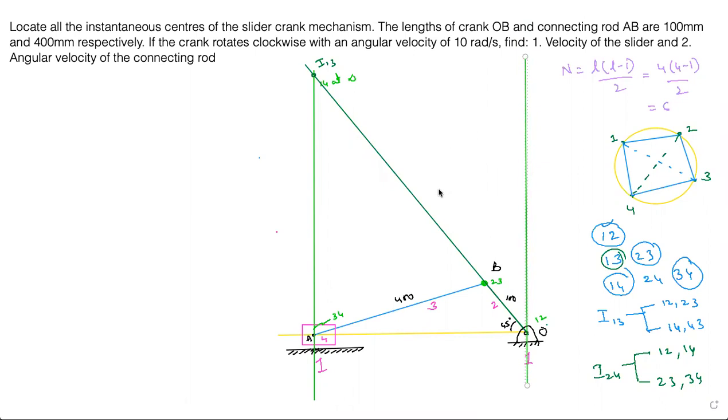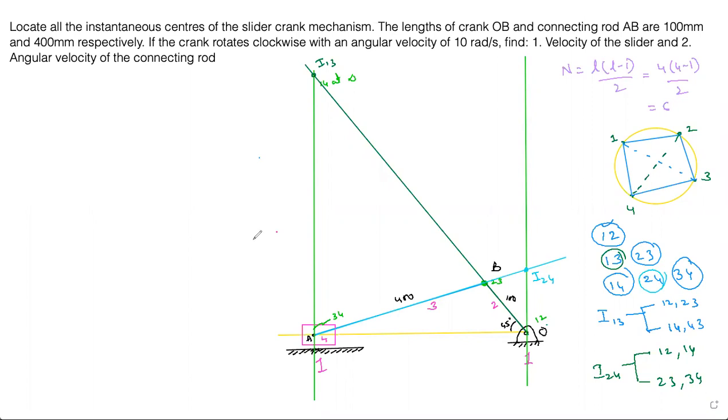Now 2 3 and 3 4. See 3 4 is on the slider, 2 3 is on this crank. Just extend that line. So how do I do that? I'll just take a similar color and extend it wherever they intersect. That point will give you the 2 4 point. So now I got 2 4. This is I 2 4. Now I have all the instantaneous centers in place.